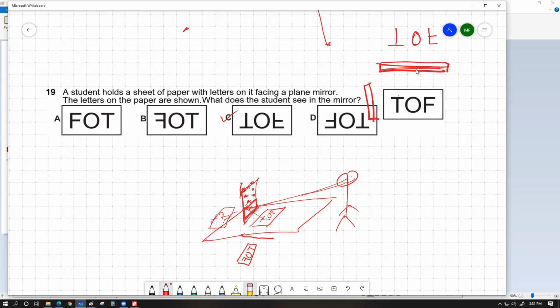Did you put the calculator in this position or on the left? Put it in front of the TOF. If you put it on the left side, then you're going to see this one. But if you put it on the top, that's what I understand from the question. It says that a student holds a sheet of paper with letters on it facing a plane mirror. Facing a plane mirror. So this is actually not the setup.